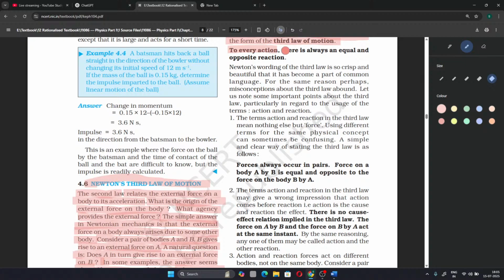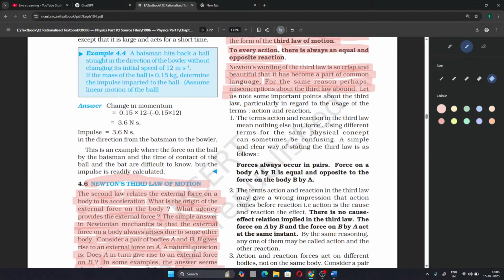To every action, there is always an equal and opposite reaction. Newton's wording of the third law is so crisp and beautiful that it has become a part of common language. That is what I mean here. Popular, famous. To every action, there is always an equal and opposite reaction. For the same reason, perhaps, misconceptions about the third law started. Basically, there are some misunderstandings of the third law that we will see.